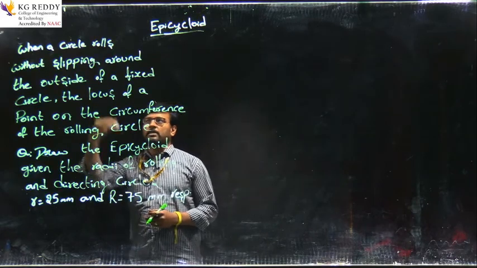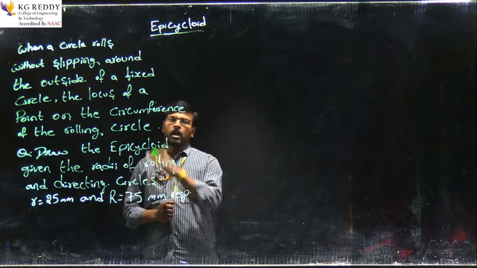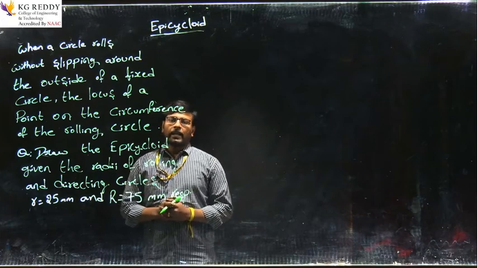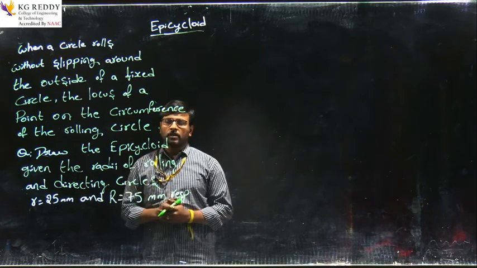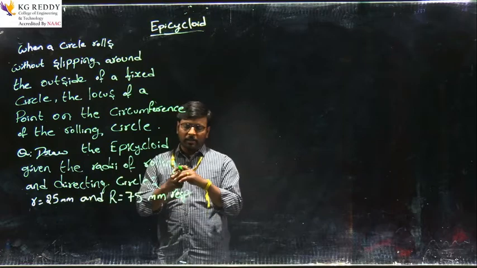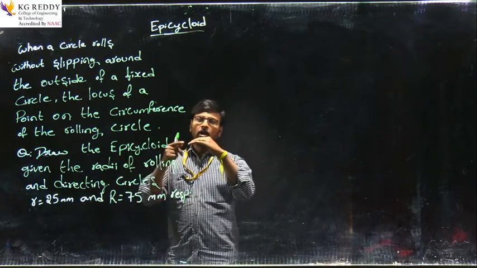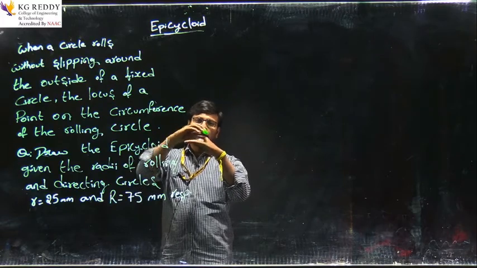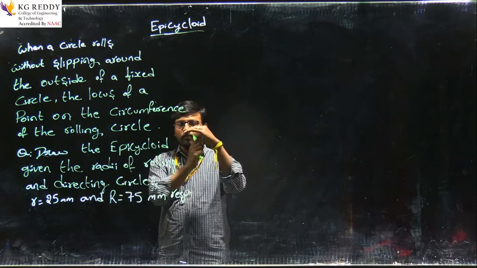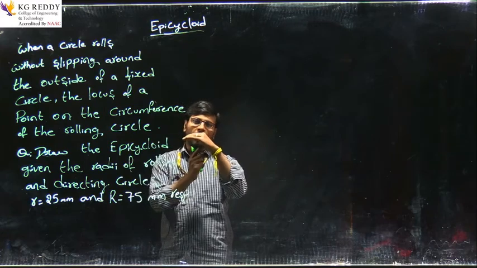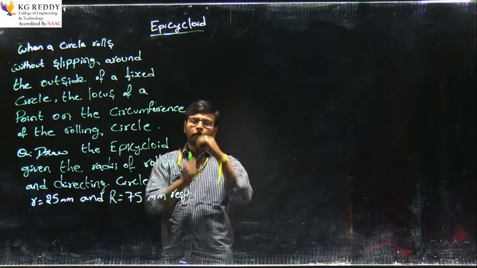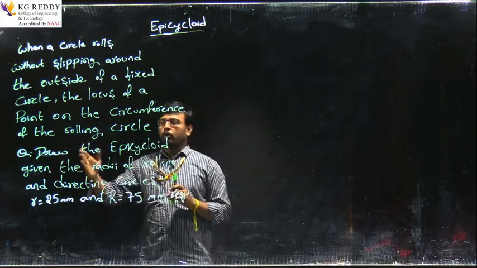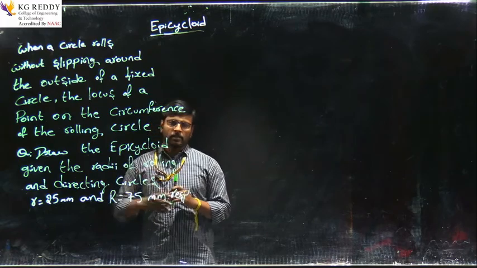Here is the definition: when a circle rolls without slip around the outside of a fixed circle, we are locating the locus of a point on the circumference of the rolling circle. Suppose this is the rolling surface, and here is a roller that rolls on this curved surface. We call the curved surface the directing circle or base circle, and the roller we call the generating circle.